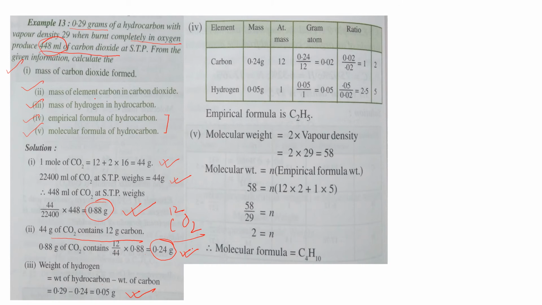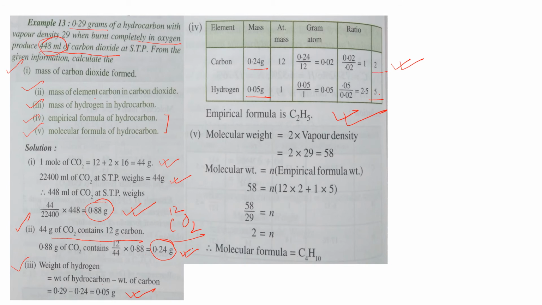Now for number 4, just do it with the help of the table. Carbon I am getting 0.24, hydrogen I am getting 0.05, that I have already got from answer 2 and answer 3. Now atomic mass 12 and 1, from there I am getting the ratio, that is 2:5. Now if I am getting 2:5, that means empirical formula C2H5. Yes, C2H5. So the fourth question, the answer I also got.